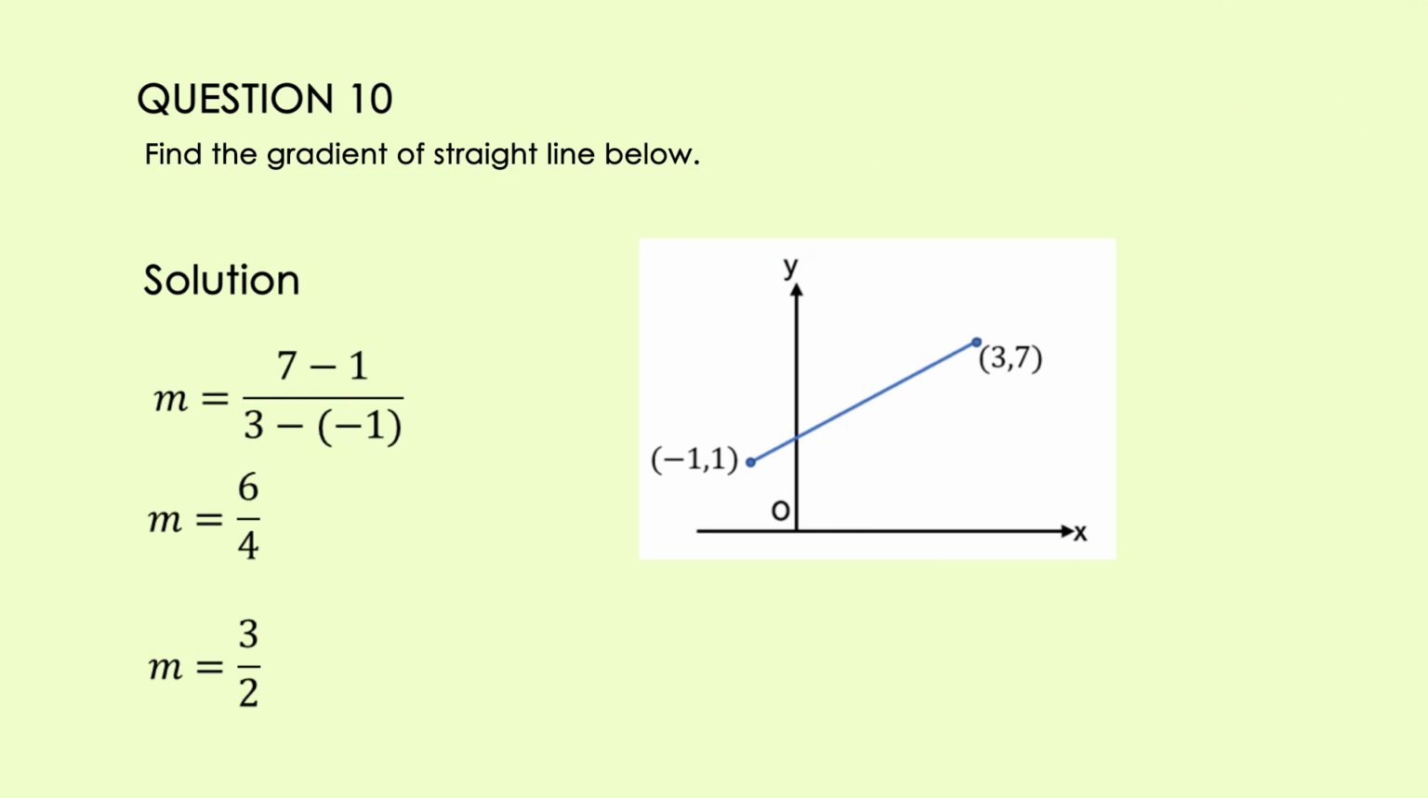Now, try this on your own. Question 10. Find the gradient of the straight line below. Come, do this first. By substituting both points into the formula, we will get 7 minus 1 over 3 minus negative 1. And finally, after simplification, the gradient of the straight line would be 3 over 2. Did you get it? Well done! Those of you who didn't get it, don't worry, you can always try again.